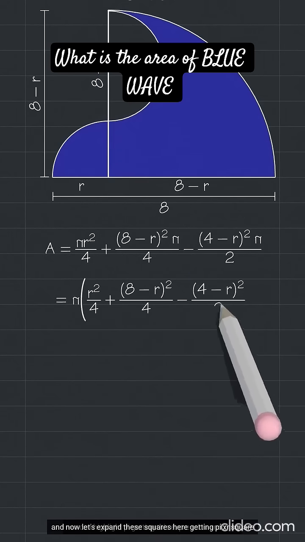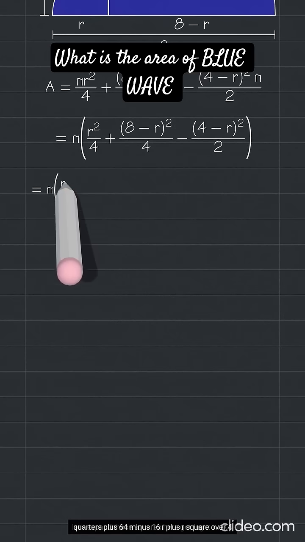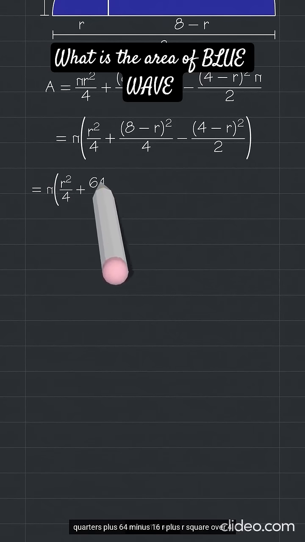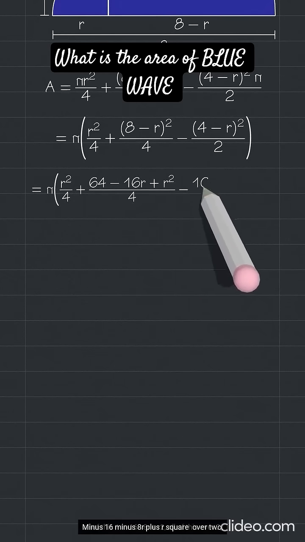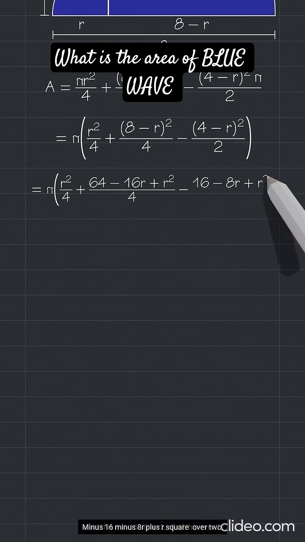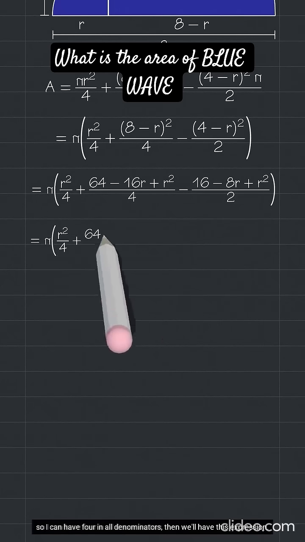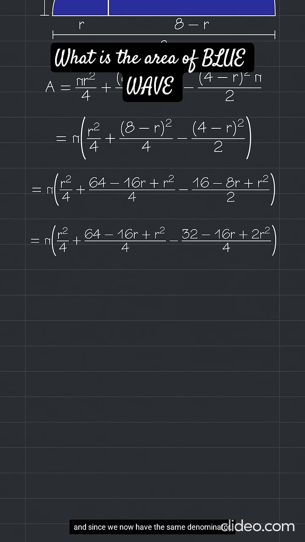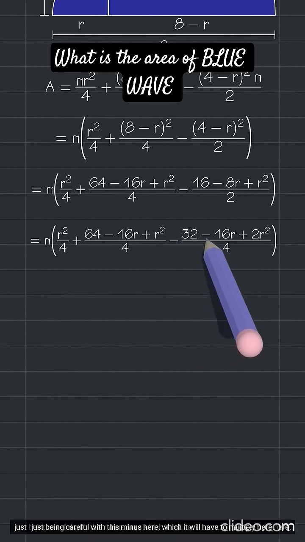And now let's expand these squares here, getting pi times r squared over 4, plus 64 minus 16r plus r squared over 4, minus 16 minus 8r plus r squared over 2. And now I'm going to multiply this fraction here by 2 top and bottom, so I can have 4 in all denominators. Then we'll have this expression. And since we now have the same denominator, we can join all the fractions into a single fraction, just being careful with this minus here, which will have to multiply here.